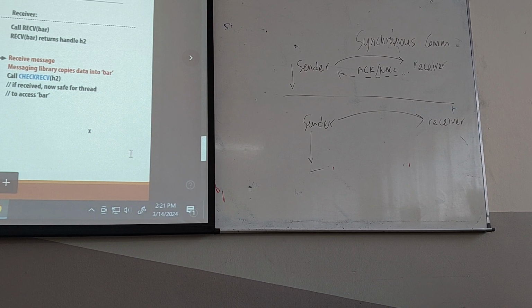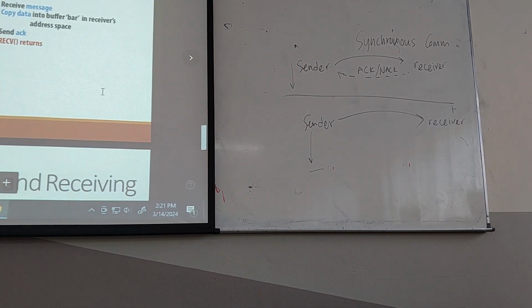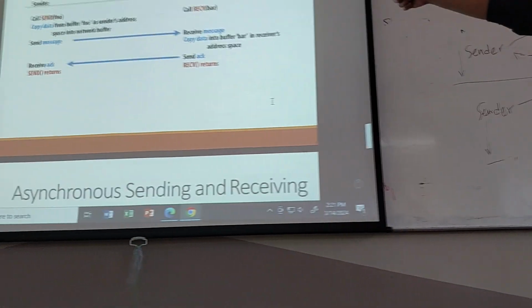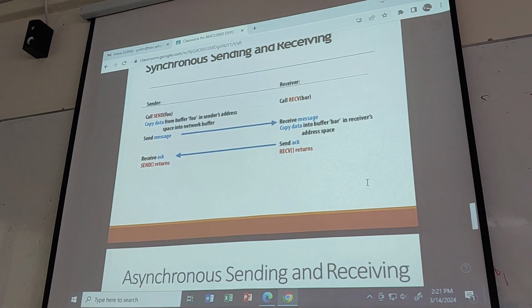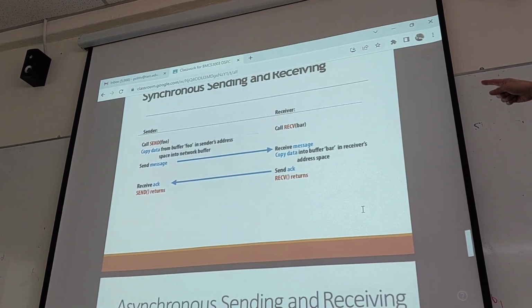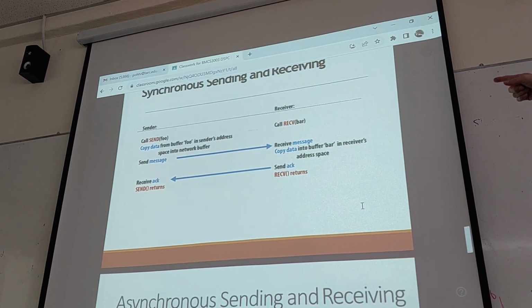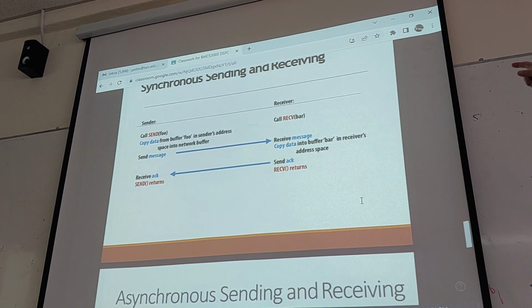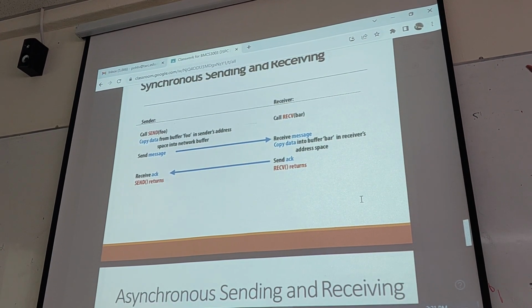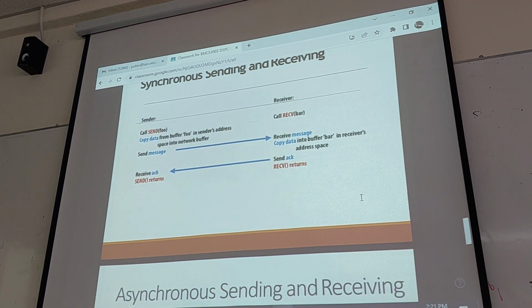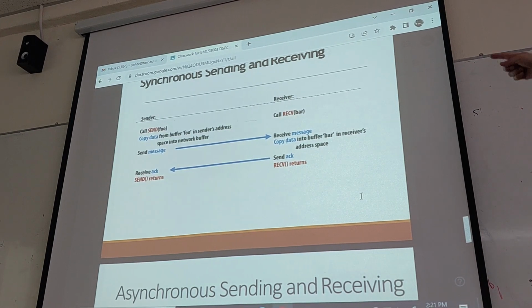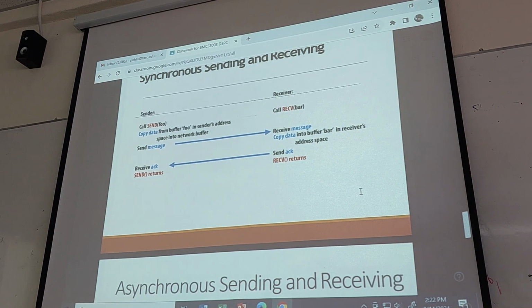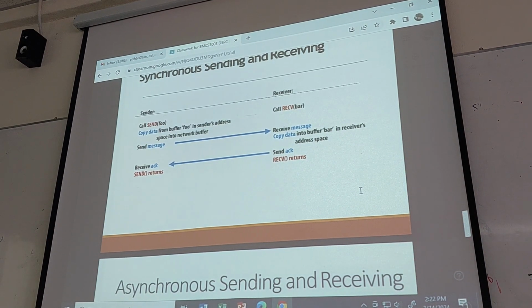What I mean is this. In this case here, suppose the receiver called receive, but the sender does not send anything. The receiver will be locked. That means the receive function will not return, and you will not be able to move on until the sender sends the data. Only then can you proceed to send the acknowledgement back. Okay, so that is not desirable.